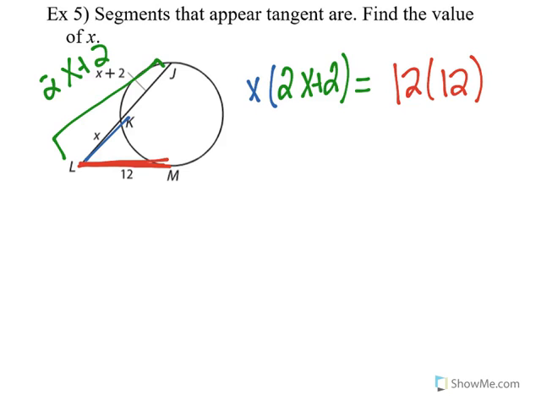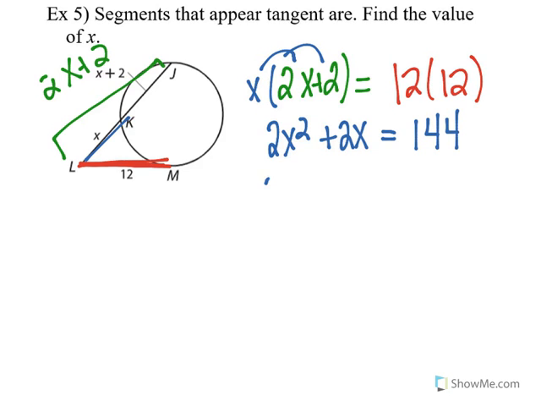And now let's clean it up. So x times 2x is 2x squared. X times 2 is plus 2x equals 144. Okay, this one you have to do the same thing. You have to factor. But before we do that, I'm a little ahead of myself. Do you see anything that we could divide by to make our lives easier? Well, everything is divisible by 2. So divide everything by 2. You'll get x squared plus x equals 72.